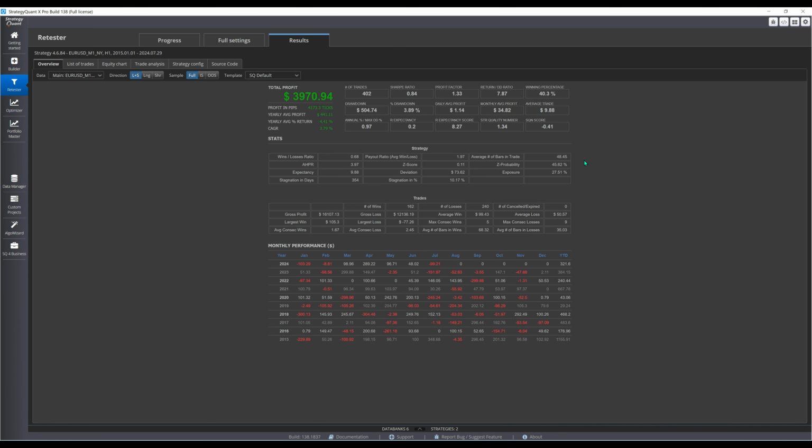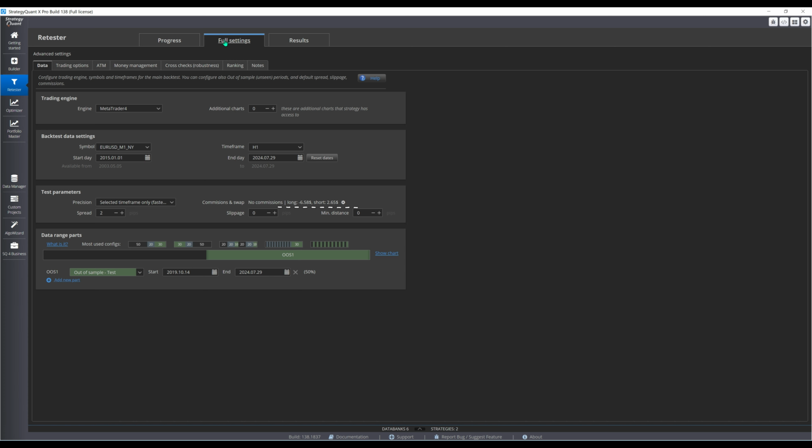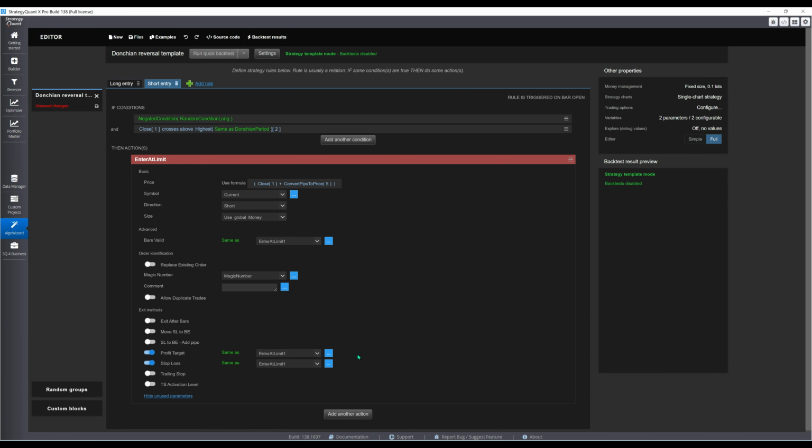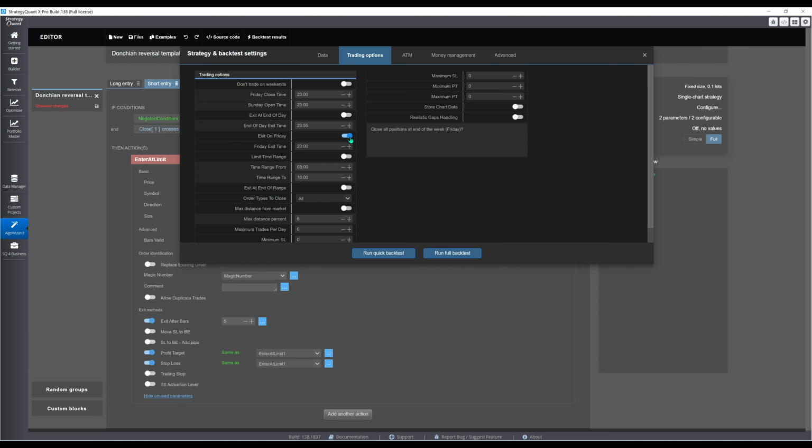One possible downside of this strategy is the rather large market exposure, with each trade lasting about 48 hours on average. This means you are more exposed to adverse geopolitical or economic news, and swaps will take a sizable chunk out of your profits. To minimize your market exposure, you can add in more trade management rules, like a bar-based time stop or a weekend exit.